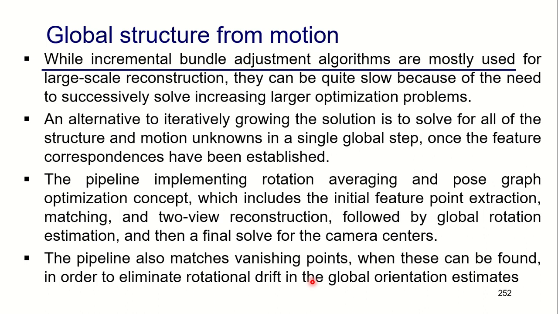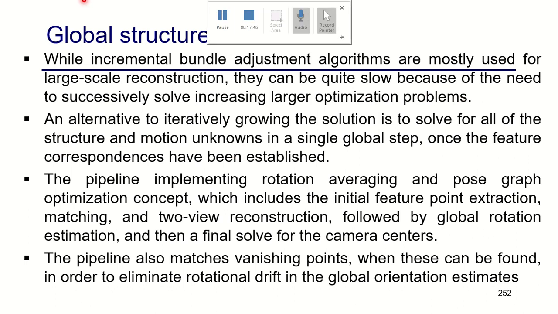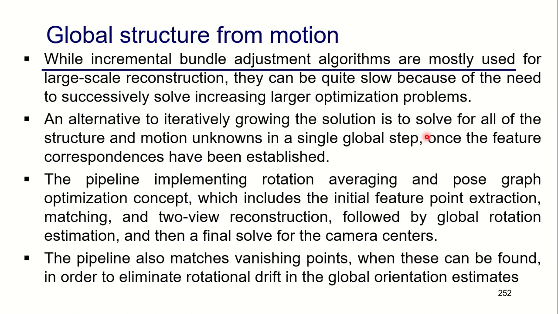Global structure from motion. While incremental bundle adjustment algorithms are mostly used for large-scale reconstruction, they can be quite slow because of the need to successively solve increasingly larger optimization problems. So an alternative to iteratively growing the solution is to solve for all of the structure and motion unknowns in a single global step once the feature correspondences have been established.